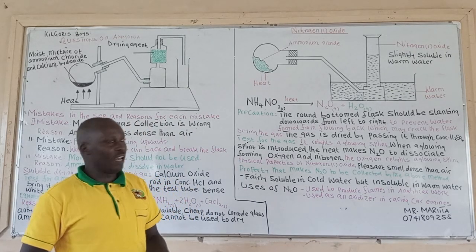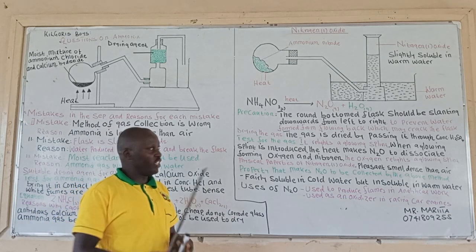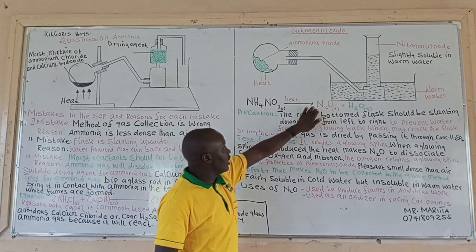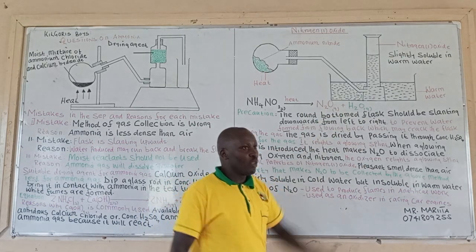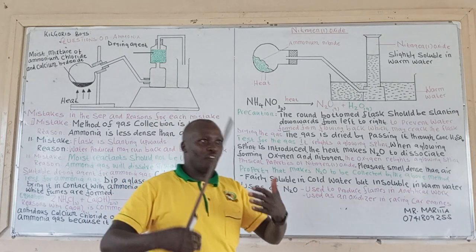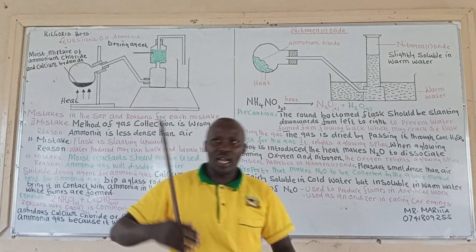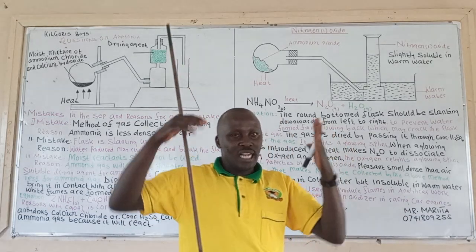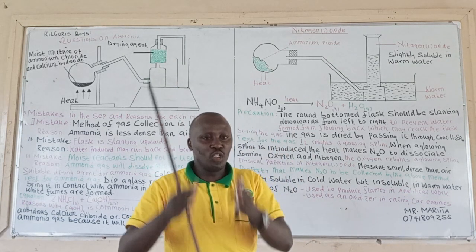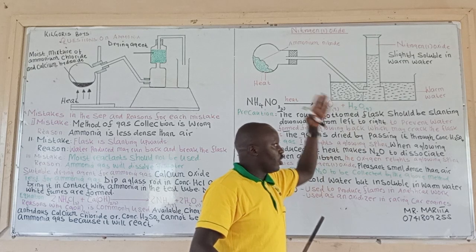What are the reagents here? The reagent is just ammonium nitrate. In the presence of heat, ammonium nitrate can decompose to give nitrogen(I) oxide gas, and then we have water. The gas produced here is normally collected over warm water. The reason is that the gas is fairly soluble in cold water, but insoluble in warm water. That is a property that makes nitrogen(I) oxide to be collected over warm water.